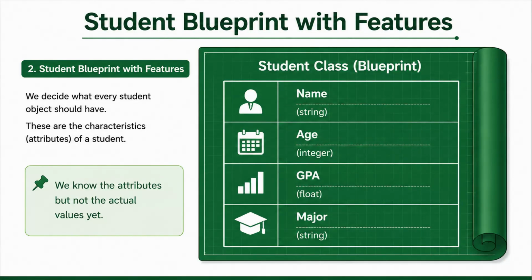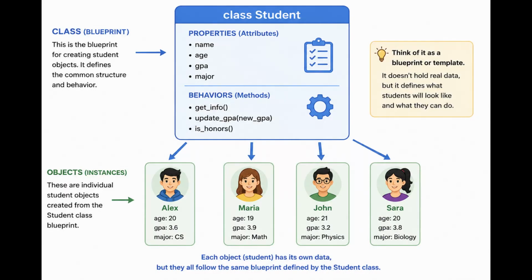Now we face an interesting problem. Although every student has a name, age, GPA, and major, we do not know the actual values yet. For example, one student might be: name Alex, age 20, GPA 3.5, major computer science. While another student might be: name Mary, age 19, GPA 3.8, major mathematics. The blueprint should specify that these attributes exist, but it cannot specify their values because those values depend on the particular student object we create later.